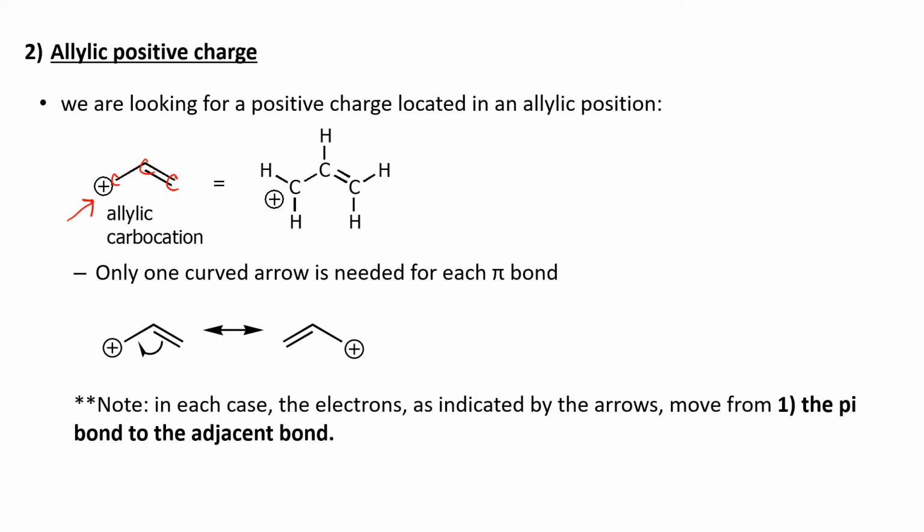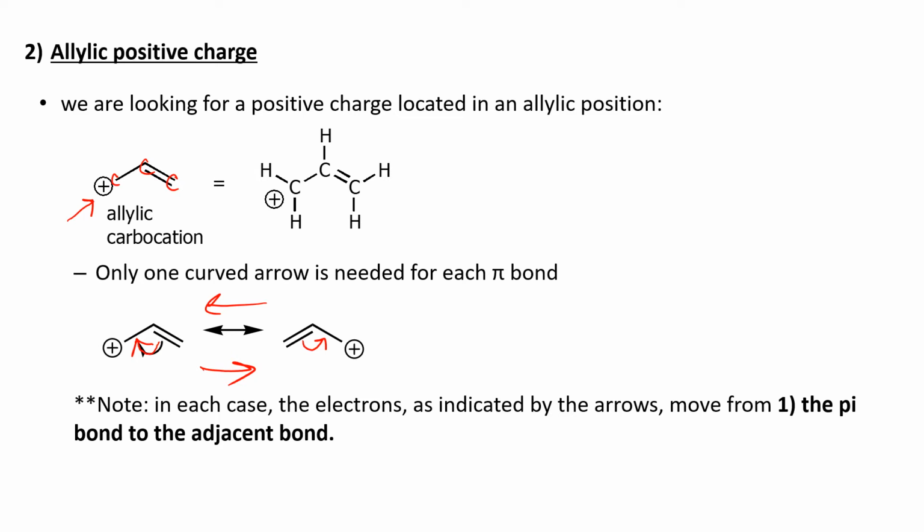We always put the tail of the arrow on the double bond. This is different from the allylic lone pair. For this one, tail of the arrow on the double bond, and we go bond to bond. And that would give us our resonance structure. If we wanted to go back, bond to bond, and that would give us our original structure.